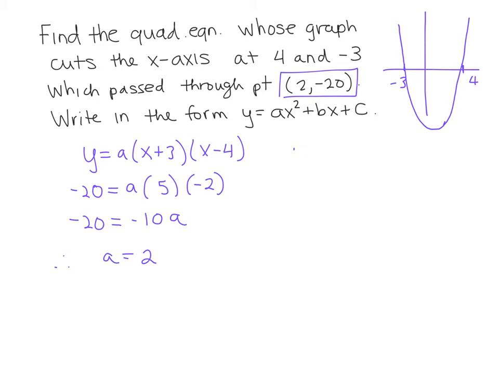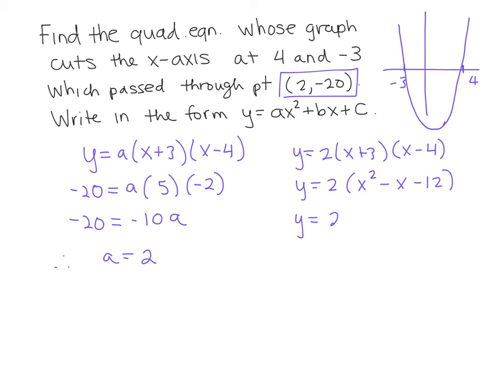Now that we have y is equal to 2 times (x + 3) times (x - 4), we want to rewrite this in the form of y is equal to ax squared plus bx plus c. Foiling the parentheses, we have x squared plus 3x minus 4x. That makes it -x minus 12. So y is equal to 2x squared minus 2x minus 24.